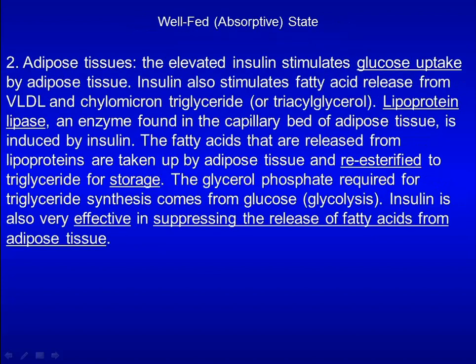In a well-fed state, adipose tissues increase their uptake of glucose using GLUT4. They convert glucose to glycerol 3-phosphate. They release fatty acids from chylomicrons and VLDLs using lipoprotein lipase. They re-esterify fatty acids for storage. Insulin promotes membrane localization of GLUT4 and activates lipoprotein lipase. Insulin also suppresses release of fatty acids from adipose tissue.